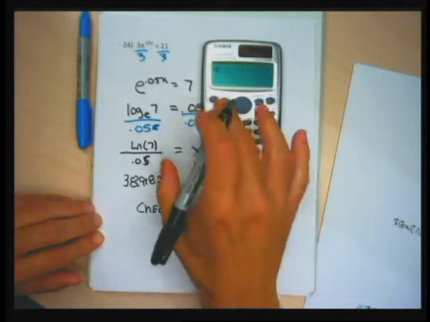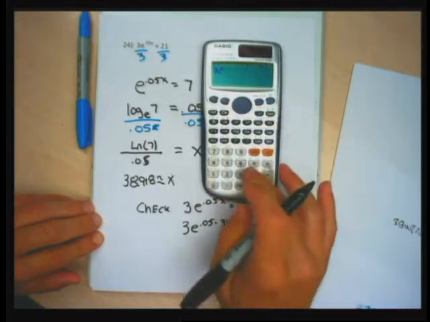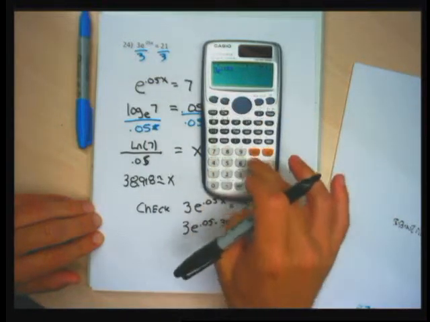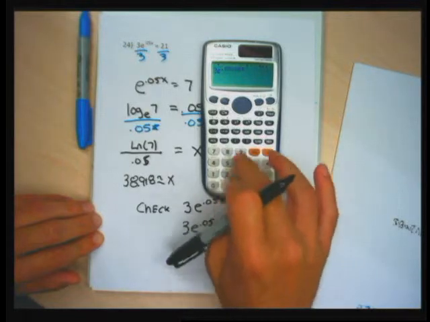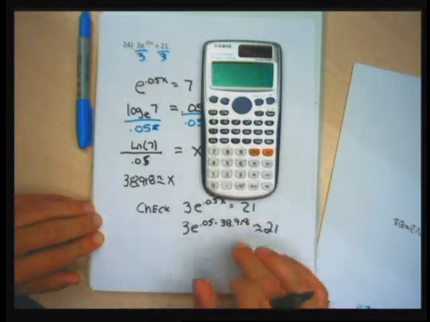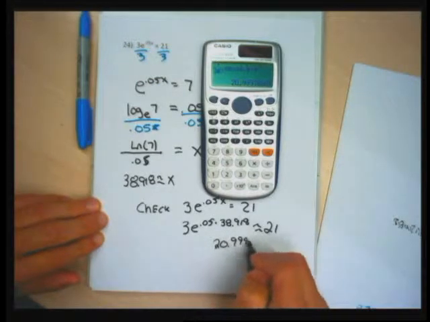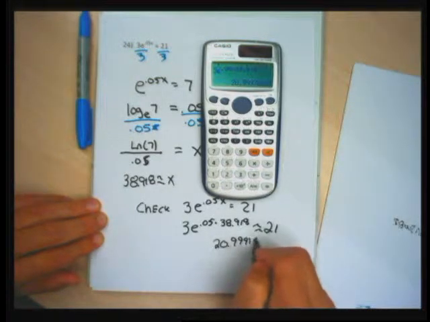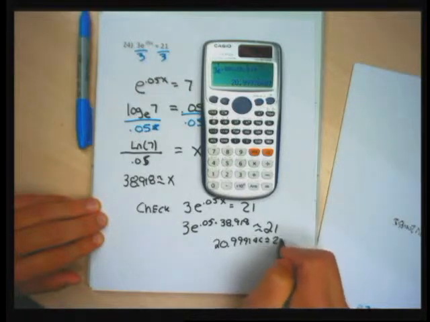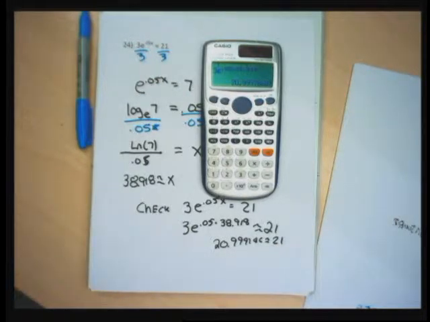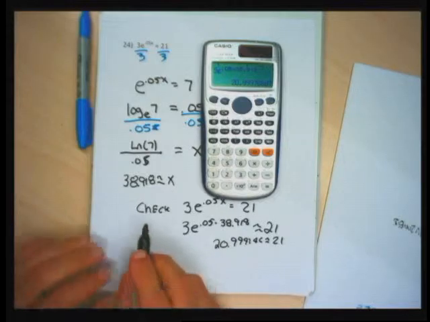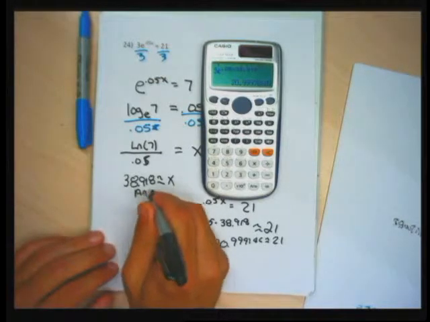So 3 shift ln 0.05 times 38.918, and I get 20.999786. That's definitely good enough for me. That's definitely close enough to 21 that I believe myself.